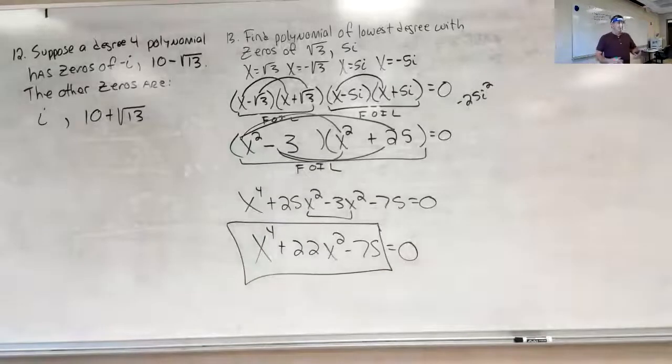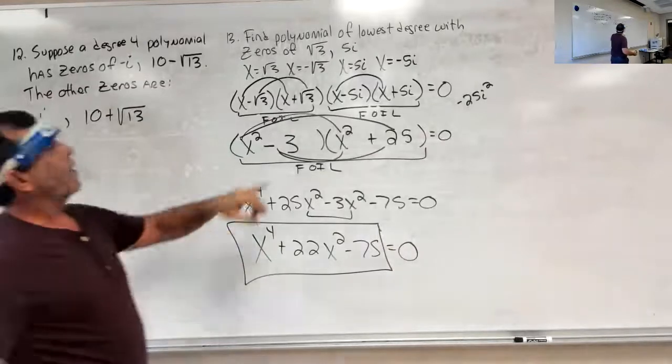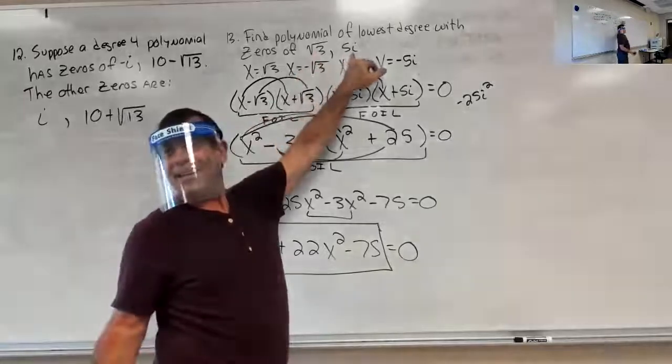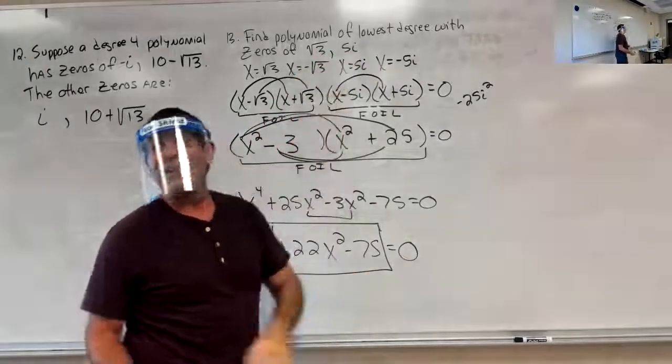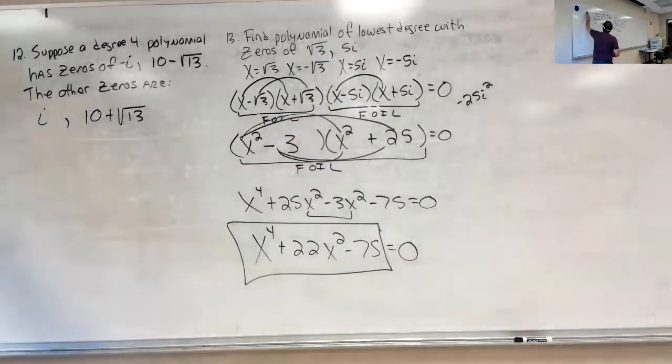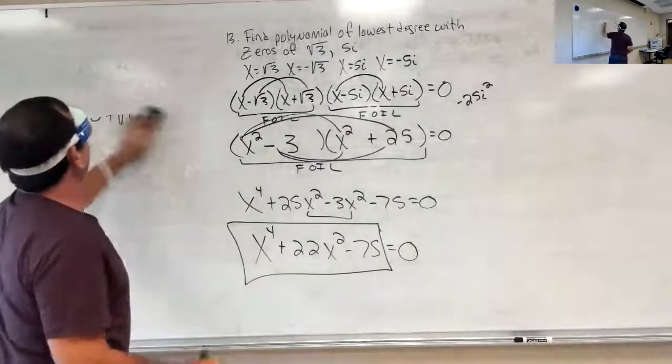So that one just went along with number 12, and I just wanted y'all to realize that I've got to have some more zeros in here. I don't know that I'd want to try to FOIL this 3 and that 5i. That'd be really ugly, okay? If you have to do that, you have it wrong.